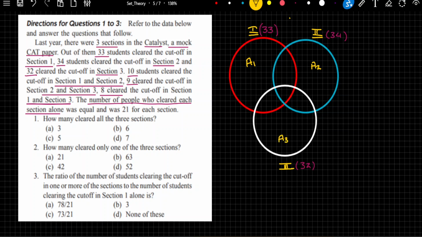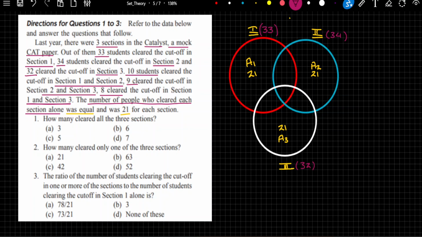Now as per the question, the value of all these three areas is the same. It's equal and it is 21. So what I can do now is write 21 here as the value of the three areas because they are the same. I hope you have understood this. Now let's go back here and pick this data.